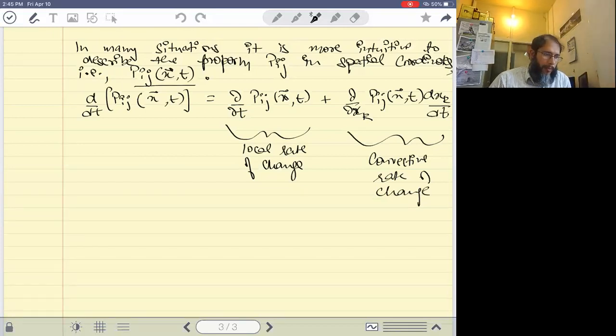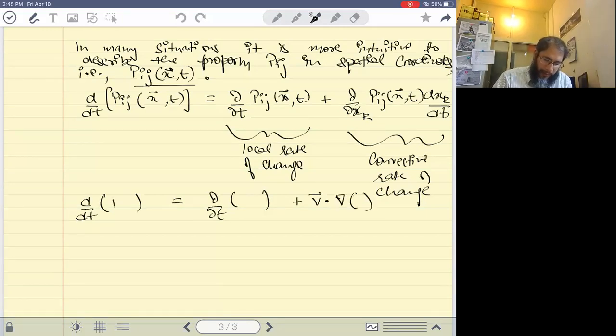All right. So we can simply write the material derivative for the Eulerian description as d by dt of something is equal to ∂ by ∂t of that thing plus v dot grad of that thing. Let's write that as Pij here.